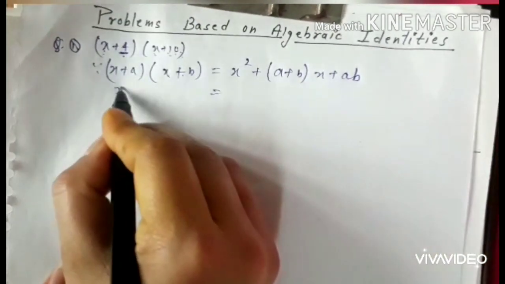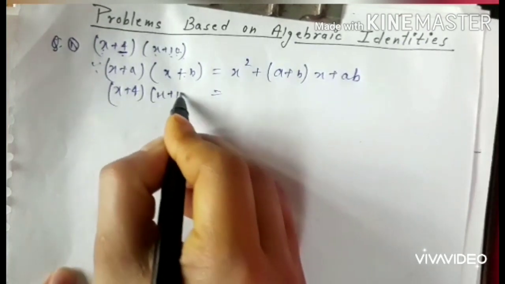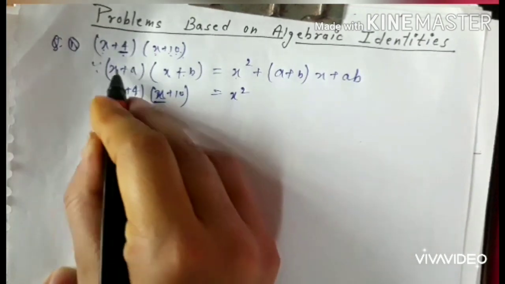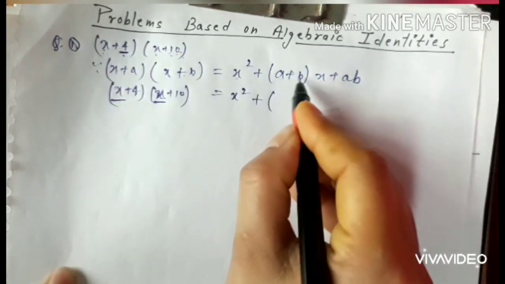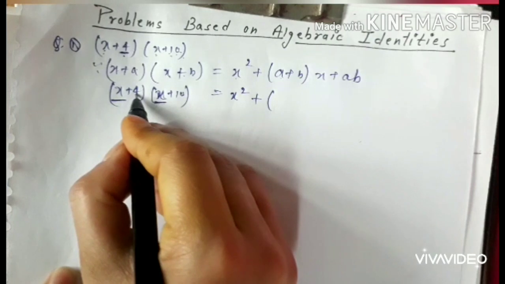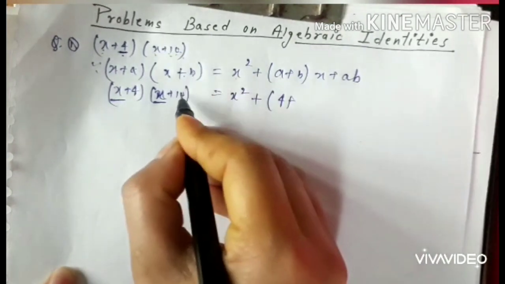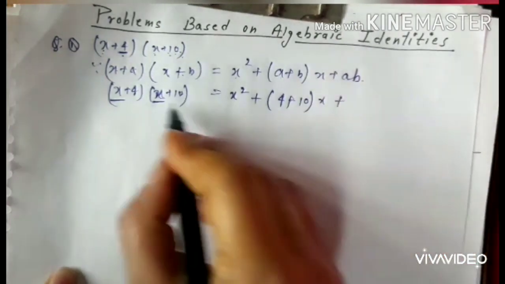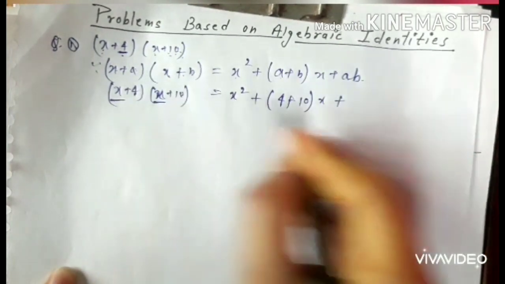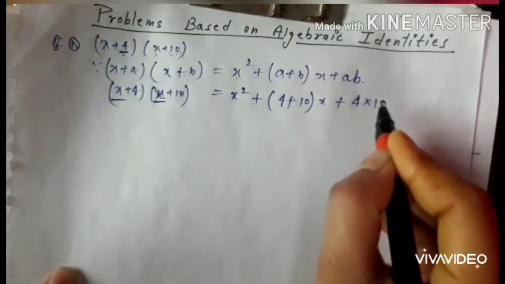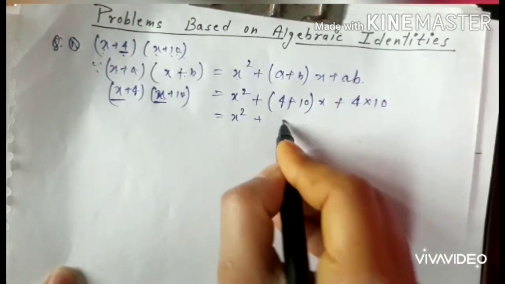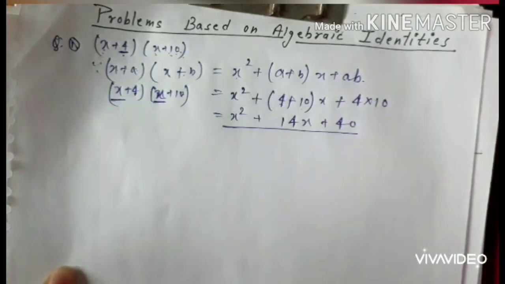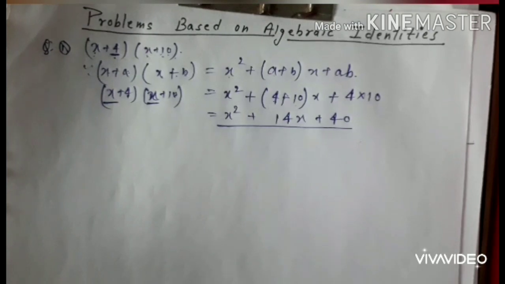So it's x plus 4, x plus 10, it becomes x square, remaining as it is, because in place of x it is the same x, plus a plus b, that means in place of a it's 4, in place of b it's 10, and x remains as it is. A multiply b, that means a is 4, b is 10, so 4 multiply 10. Now after calculating it, 4 plus 10 is 14x, and it is 40. So this is the type of question with the help of the identity.